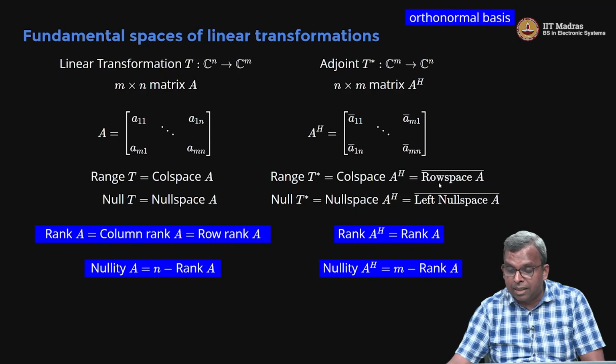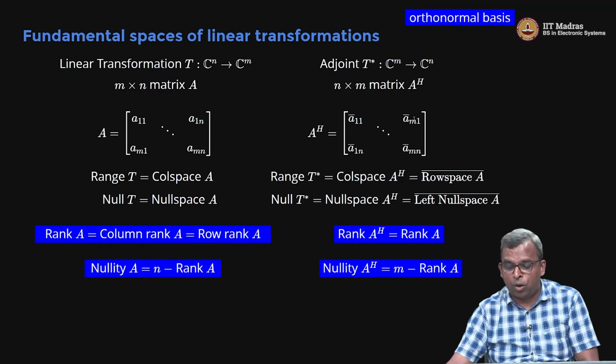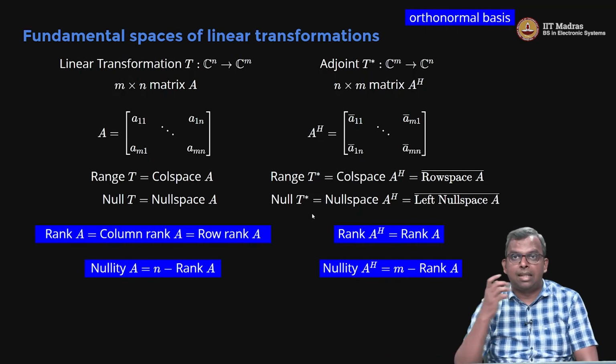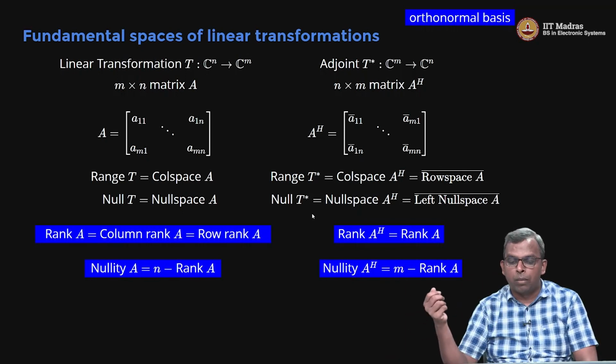So once you see this, from the first relationship, it's immediately clear that rank of A Hermitian is the same as rank of A. Okay, that's also easy to see. Row rank, column rank, all of these are the same. And then nullity of A Hermitian is going to be m minus rank of A, right? So this n and m are different here when you look at linear transformations in general. Okay, so this is n and this is m. Other than that, the ranges have the same dimension. So rank is the same. Rank of A and rank of A Hermitian are exactly the same.